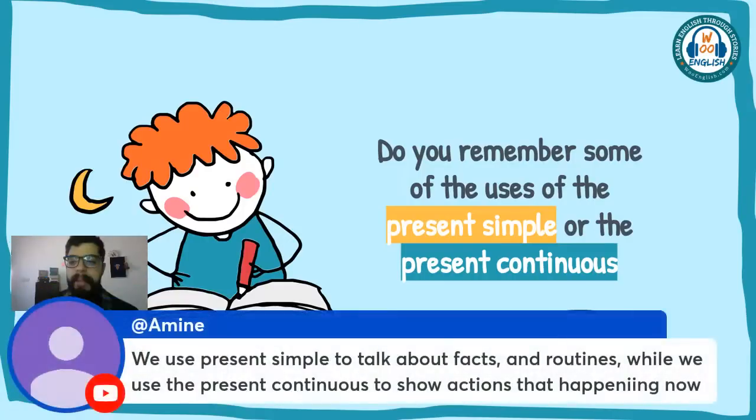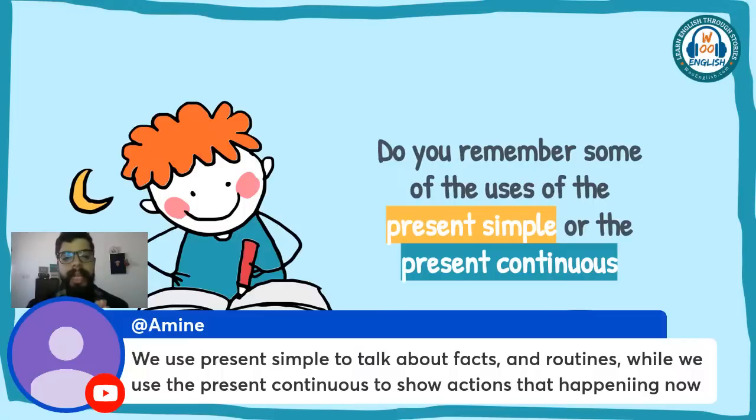I already see Amin has revised his lessons very well, so I hope the message is clear. Amin says, we use the present simple to talk about facts and routines, while we use the present continuous to show actions that are happening right now. And Amin, you couldn't be more right. You are 100% correct.